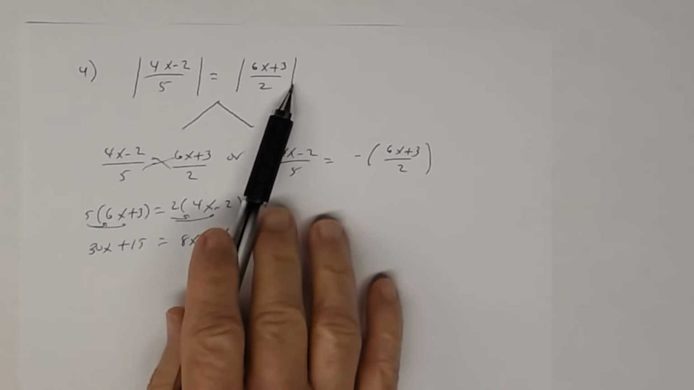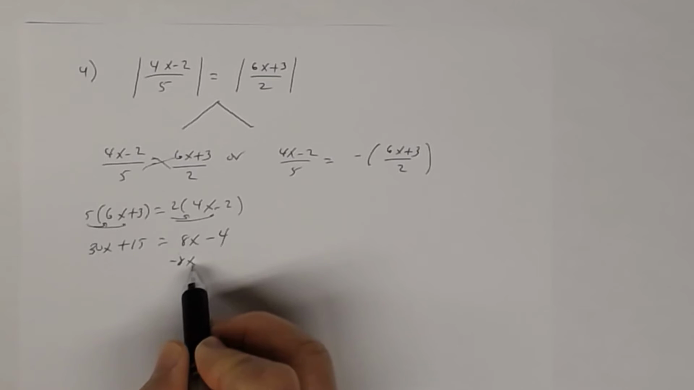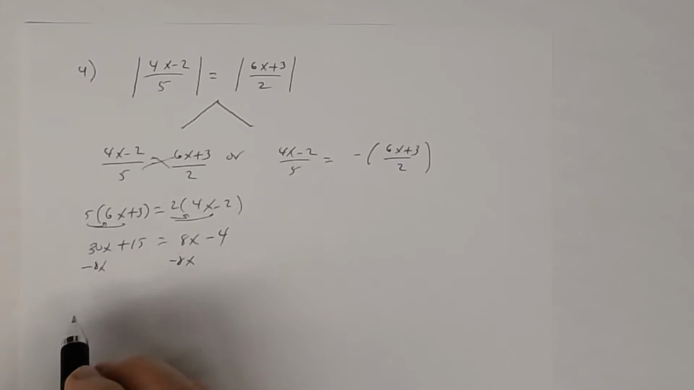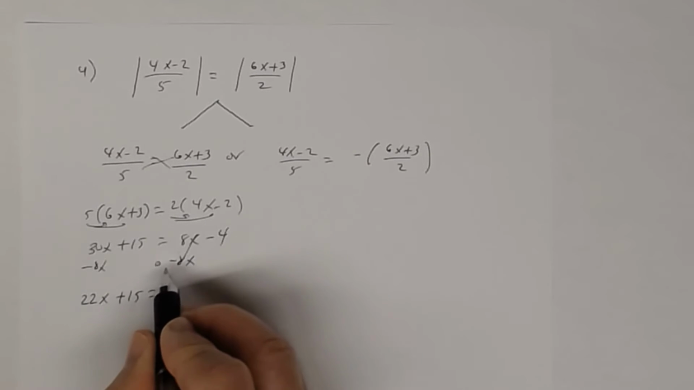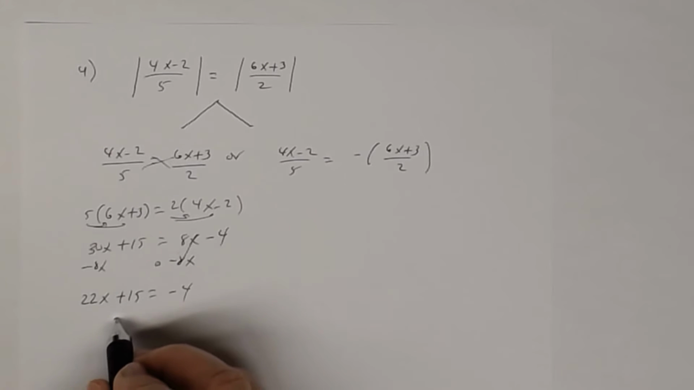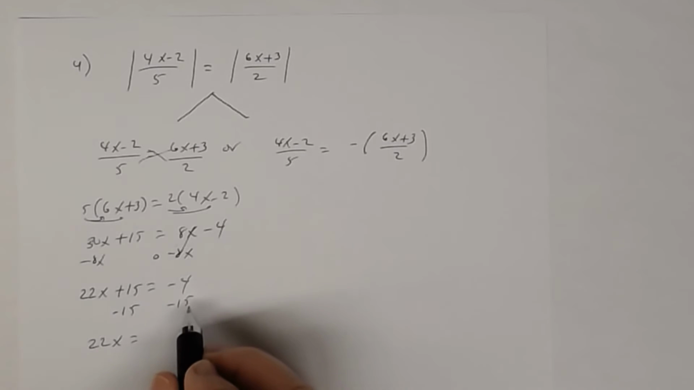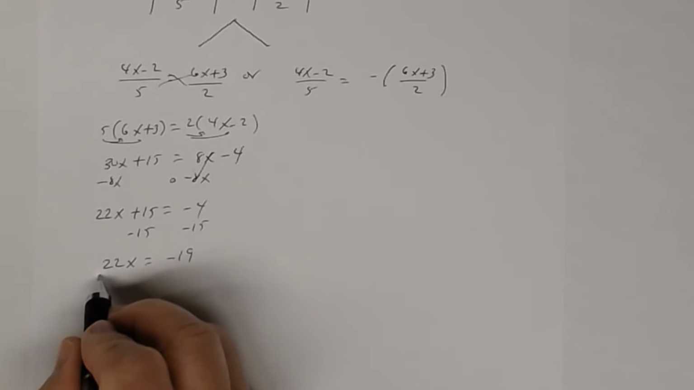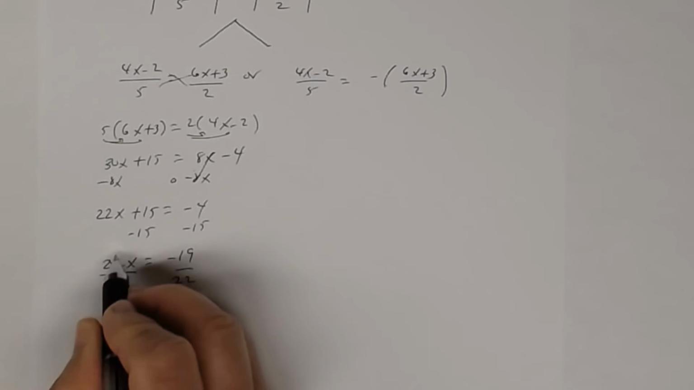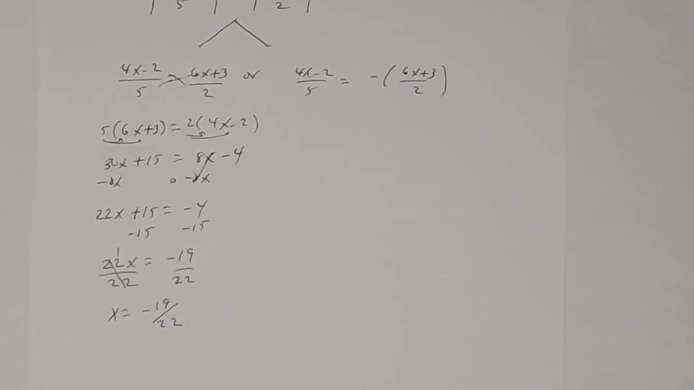So I went from this absolute value equation to two linear equations. Okay, so let's go ahead and subtract 8x from both sides. So 30x minus 8x is 22x plus 15 equal 8x minus 8x is 0, 0 negative 4 is a negative 4. Subtracting 15 from both sides, I get 22x equal a negative 4 and a negative 15 is a negative 19. And then dividing both sides by 22, I get x equal negative 19 divided by 22. Okay? All right.